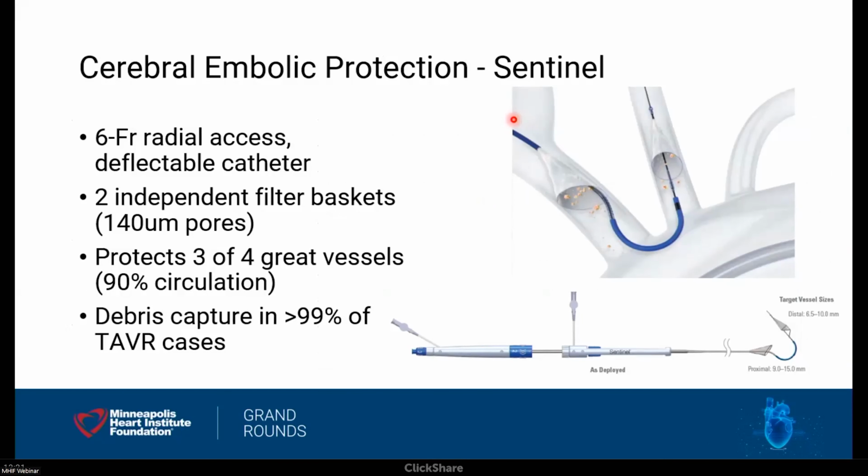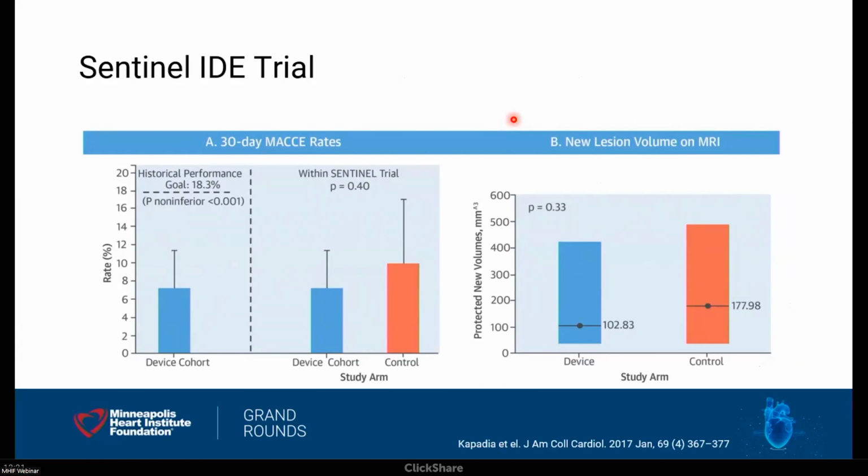Sentinel is currently the only US approved device for cerebral embolic protection. It's placed through a 6 French radial access. It uses a deflectable catheter. It has 2 independent filter baskets. The one is positioned in the innominate artery. The other is in the left carotid, which leads to pretty much protection of 90% of the circulation. The left vertebral artery is not protected. And on the prior trials, it actually shows that there is debris capture in more than 99% of the TAVR cases. The device got approved based on the Sentinel IDE trial that showed that it's safe.